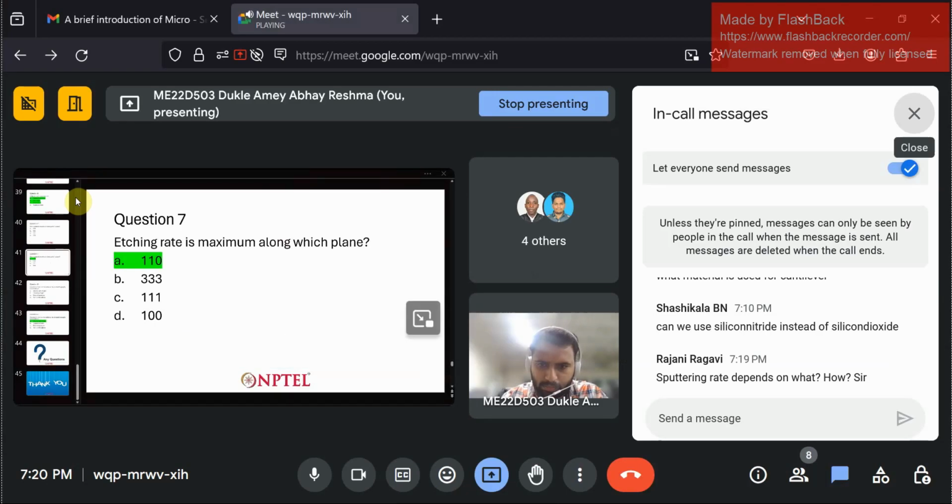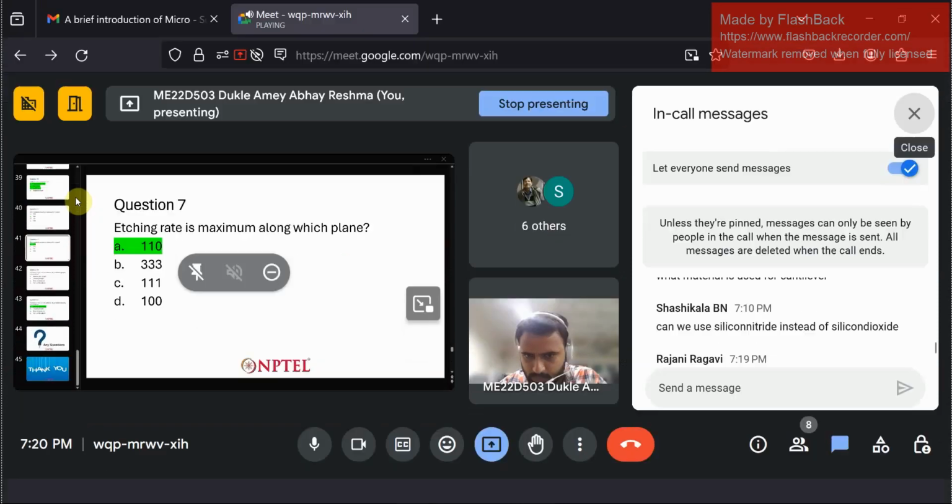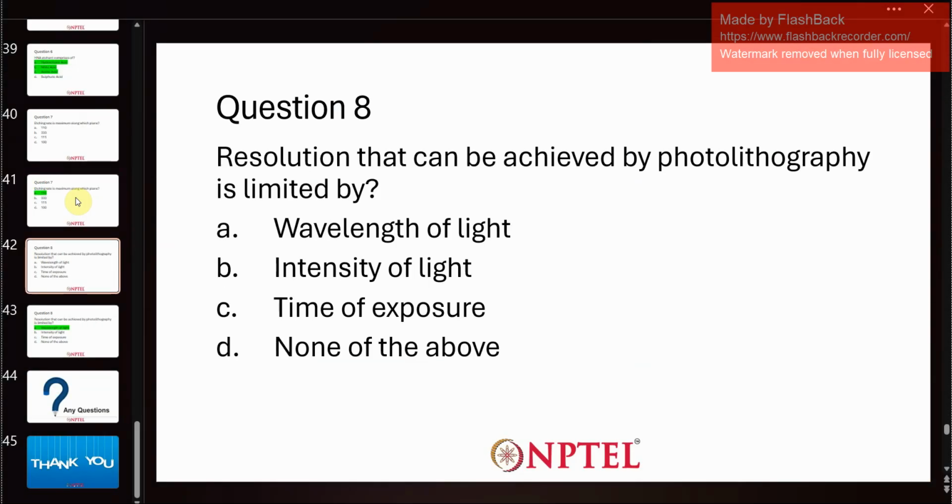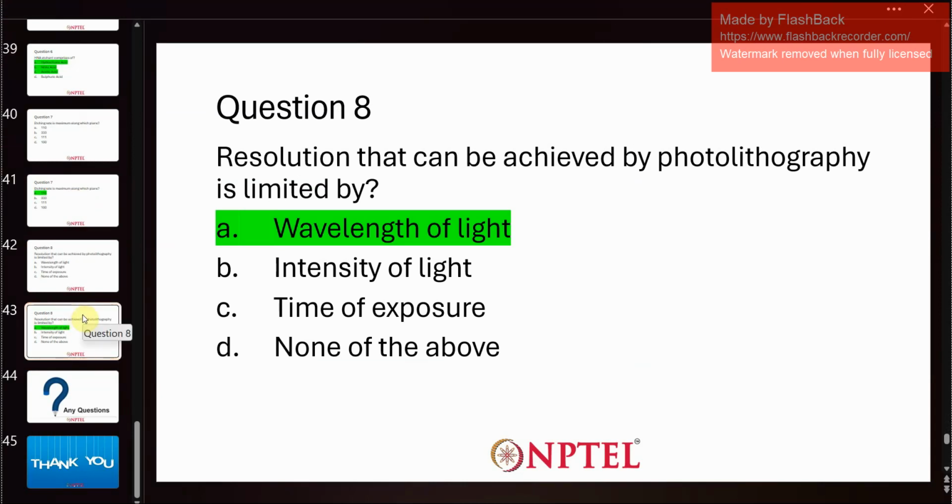Page 43, sir. Okay, yeah. 43. Yeah, right.